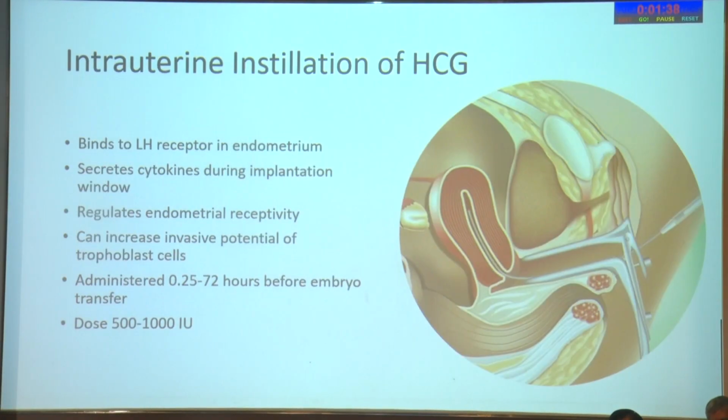Then intrauterine instillation of HCG is also picking up, and HCG binds to LH receptor in endometrium. It secretes cytokines. It regulates endometrial receptivity, can increase invasive potential of trophoblast cells, and it is administered 72 hours prior or just prior to embryo transfer, and the dose is 500 to 1000 units.